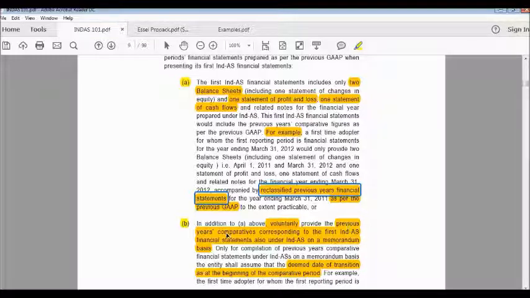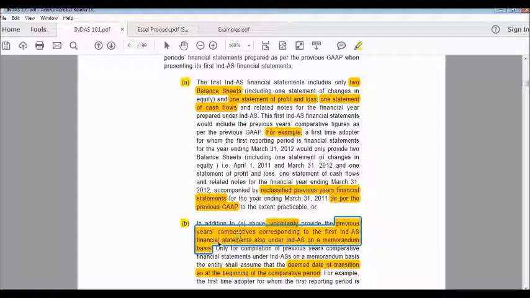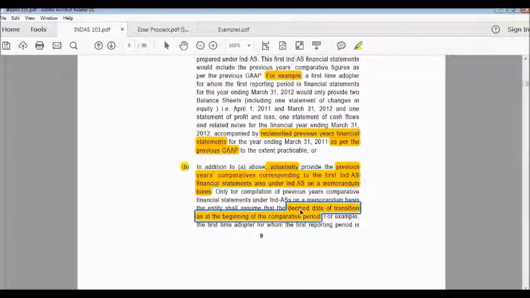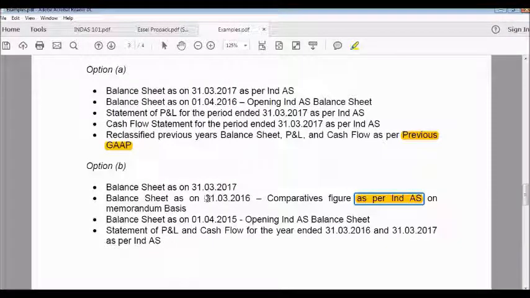Now the second option says, in addition to A above, voluntarily provide the previous year's comparative corresponding to the first Ind AS financial statement also under Ind AS on a memorandum basis. So if you are applying Ind AS on the previous year figures also, then the deemed date of transition will be as at the beginning of the comparative period. The comparative year is 1st April 2015 to 31st March 2016. So the deemed date of transition would be 1st April 2015.